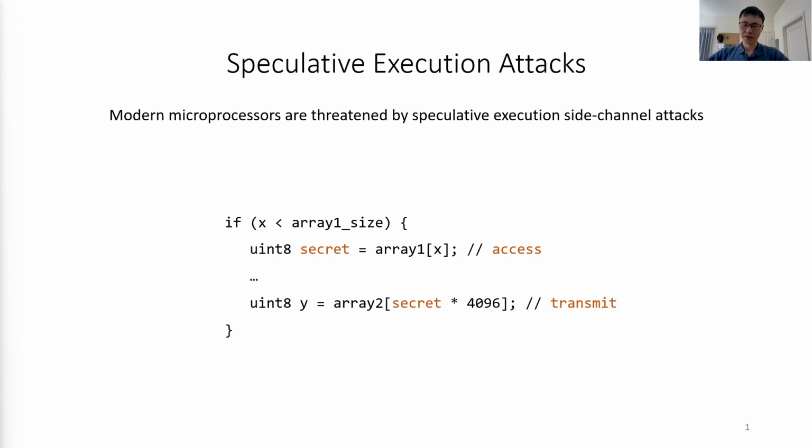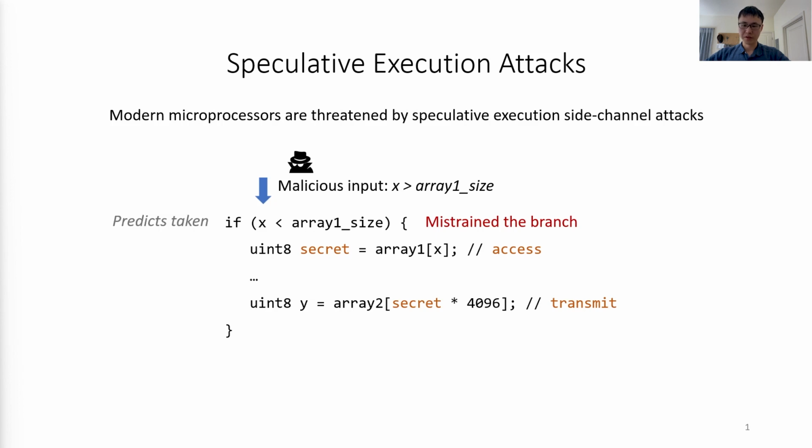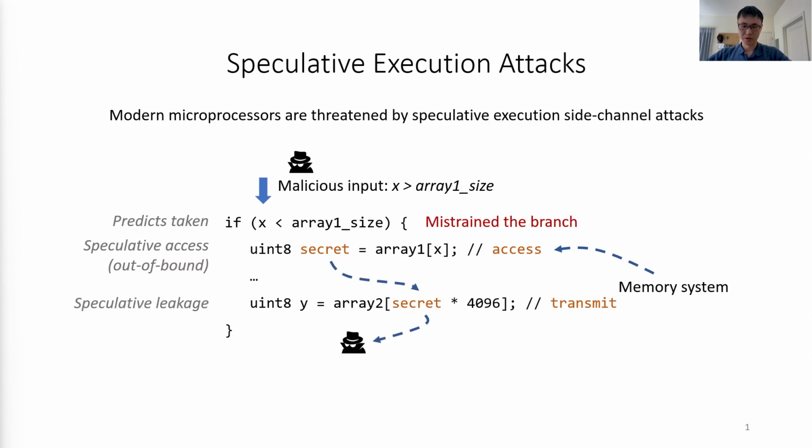During the attack, the attacker first mistrains the bound check with valid inputs, which makes it biased towards taken. Then the attacker feeds a malicious input X that exceeds array1's size. Since the branch has been mistrained, it predicts taken. The processor will speculatively read from array1 with an out-of-bound X, which can potentially read any secret data from the address space. After that, the secret is used as an index to access array2. This leaks the secret to the attacker via conventional cache-based side channels.